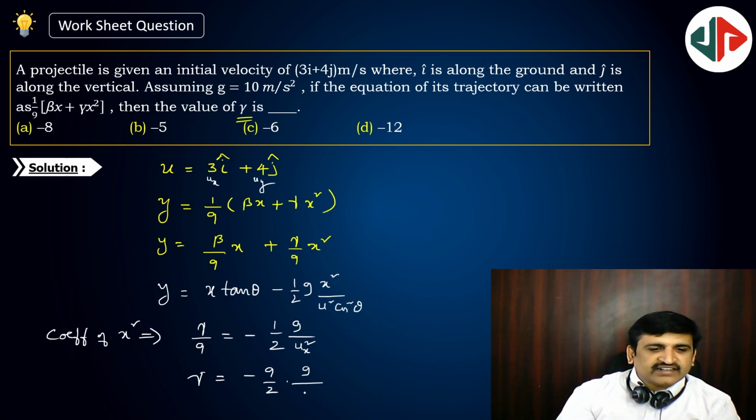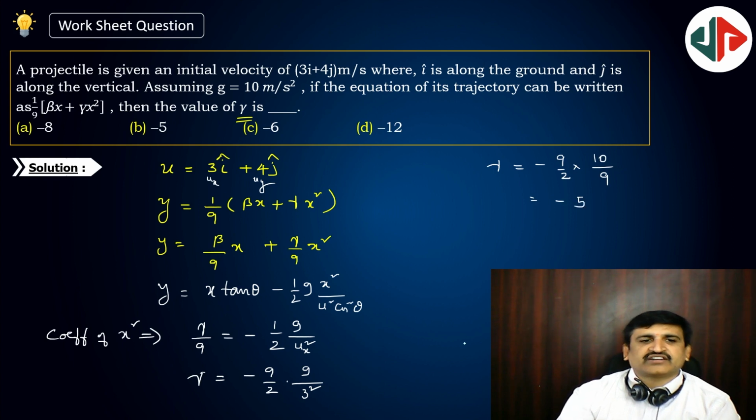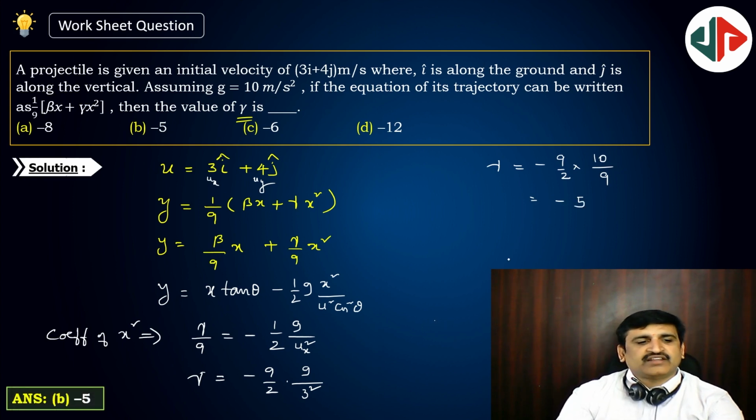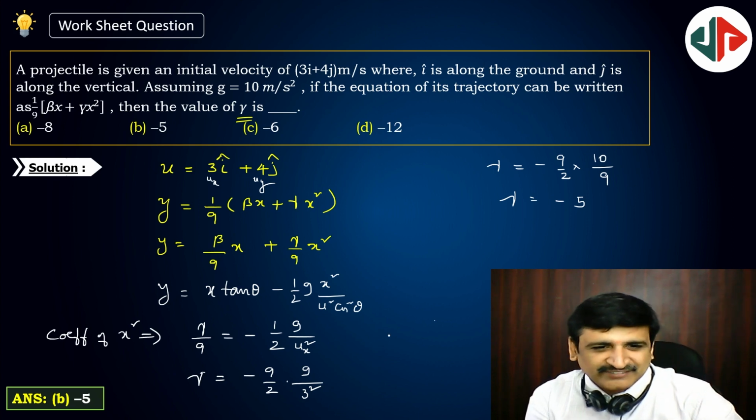Here ux is 3, so 3 square I can write. Now gamma equals minus 9 by 2 into 10, with g value 10, divided by 9. The 9 will go, so I got minus 5. Gamma value is minus 5. But it is a previous year question. If I was the paper setter, I would put plus 5 also, then it would become a good basket. Next.